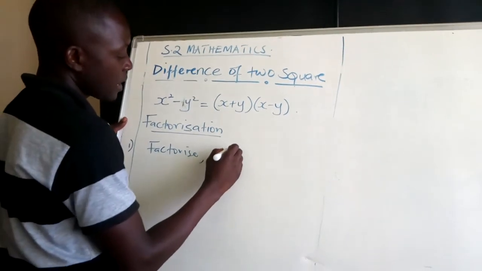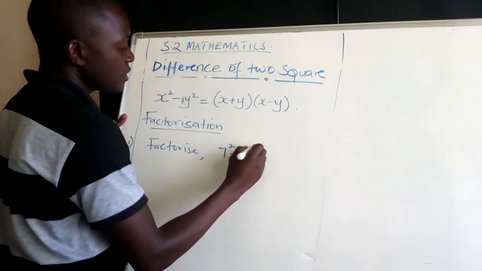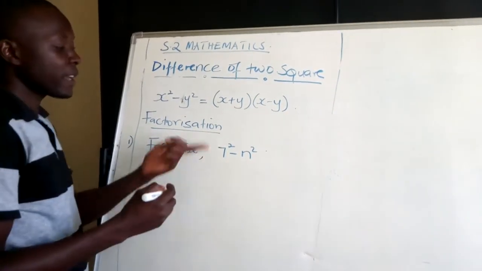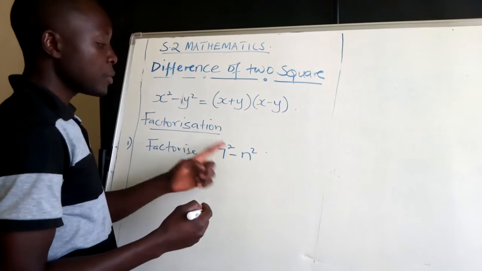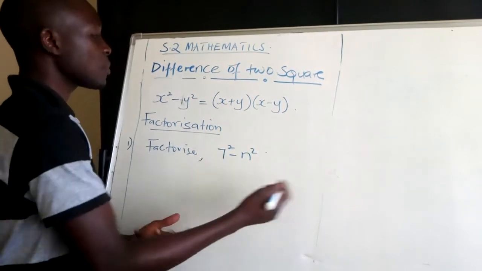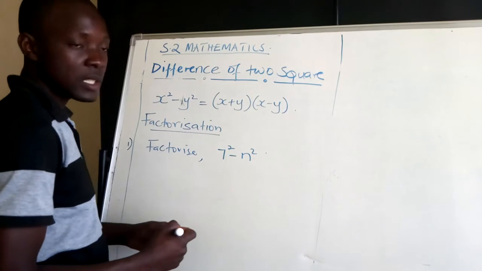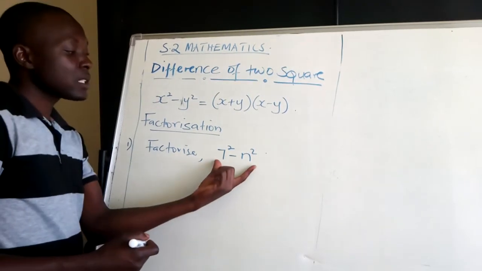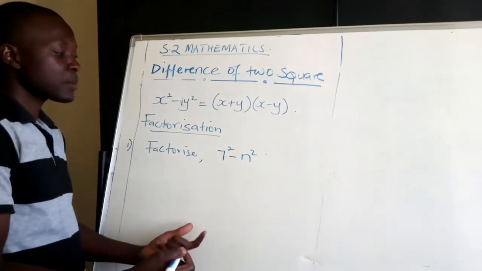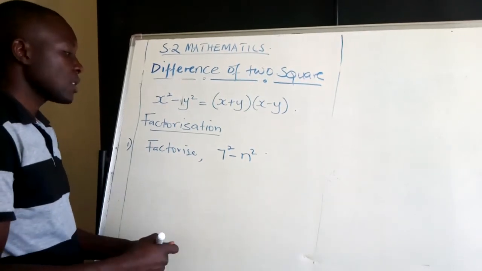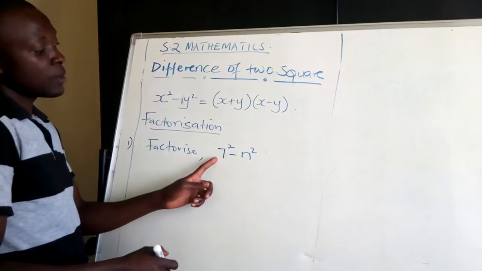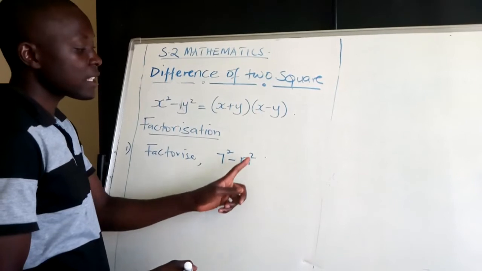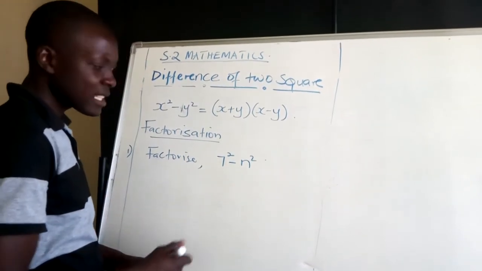7 squared minus n squared. This is the difference. We are having the first number squared minus the second number squared. The two numbers are squared and the sign between them is subtraction. So they want us to write this as a product of two terms or more than two terms. We shall first see whether there is anything common between the 7 squared and the n squared, of which I think there is nothing common.